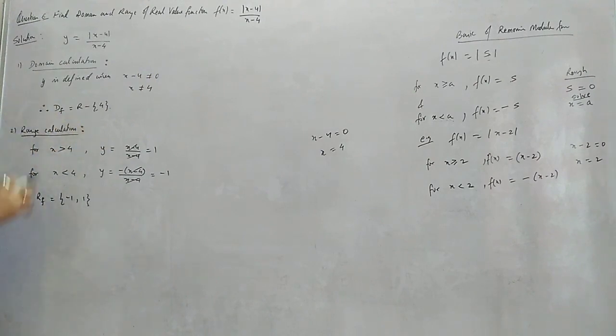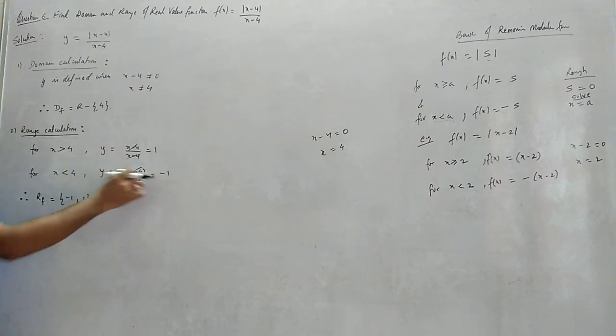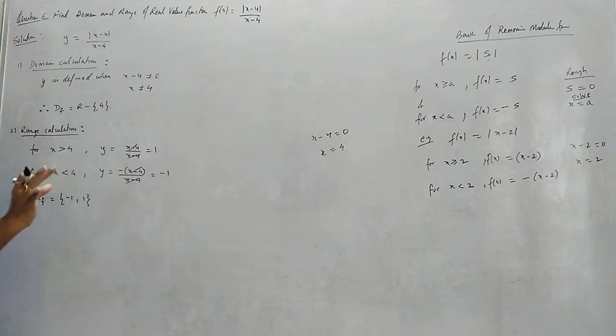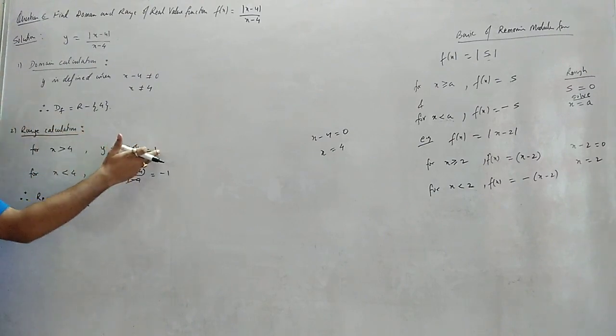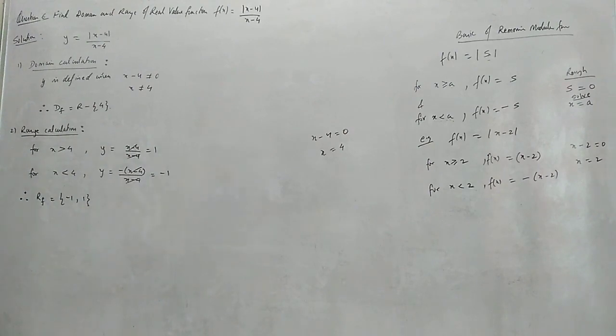So now see, you substitute any value greater than 4, you will always get y as 1. And any value less than 4, you will always get y as minus 1. What does that mean? That means the range can be only 1 and minus 1. That means any value of x you substitute, if it is greater than 4, you will get 1. If it is less than 4, you will get minus 1. Other than 1 and minus 1, you will not get any y value. That means range is this. Okay, class? Okay, let's go to the same type, another one.